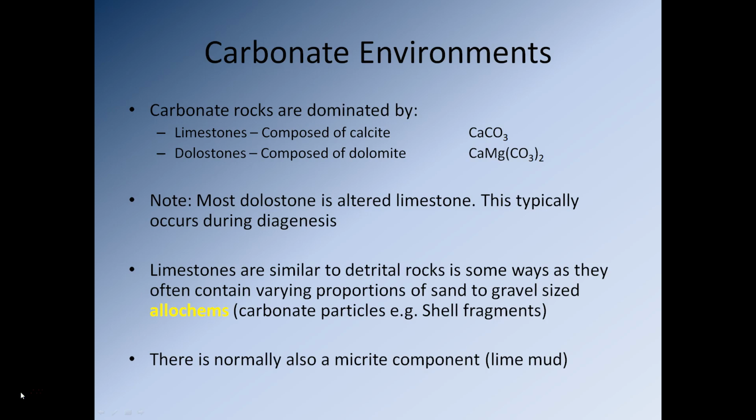Okay, so next are the carbonate environments. Carbonate rocks are typically dominated by one of two minerals. One mineral is calcite, and one mineral is dolomite. Carbonate rocks that are dominated by calcite are simply referred to as limestones. In the case of dolomite, if dolomite dominates, the rock is often referred to as a dolostone. In the vast majority of cases, most carbonate rocks are limestones.